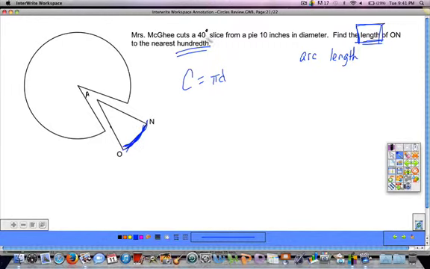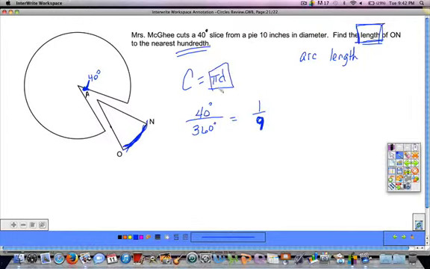Well, it's 40 degrees right here. This angle inside here, angle A, is 40 degrees. So if that's 40 degrees in there, it's 40 degrees out of how many degrees? How many degrees are in the whole pie? 360, right? So this simplifies to 1/9 of the pie. So I cut a slice that's 1/9 of the whole thing.